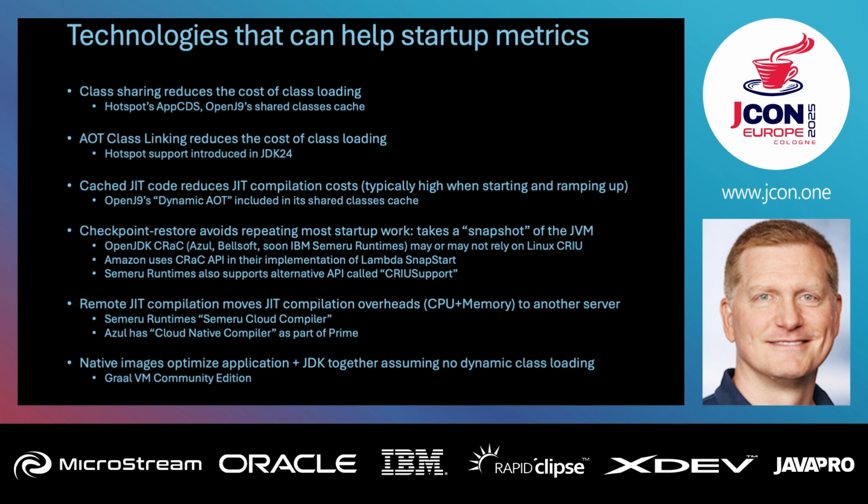Remote JIT compilation basically takes the JIT compiler that's inside the JVM and moves it to a separate service so that all of the resource requirements of the JIT are somewhere else, and you can independently deploy them and figure out how much resource you want to give them. The resulting JVM process no longer has a JIT in it, so it behaves very regularly and more or less according to what the application is doing inside it, and not this arbitrary JIT compiler thing that nobody understands. Semeru Runtimes has its Semeru Cloud Compiler. Azul, as part of their paid offering, Prime, have a cloud native compiler as well, which can do this kind of thing.